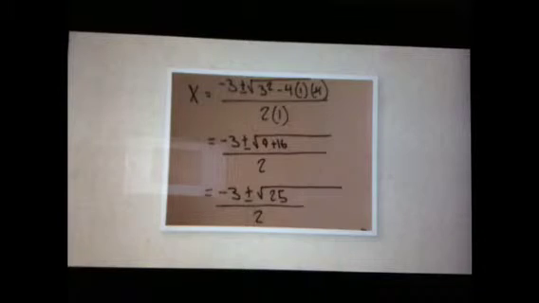So first, 3 squared is equal to 9, and negative 4 times 1 is negative 4, times negative 4 is 16, positive 16. So then we can simplify it to negative 3 plus or minus the square root of 9 plus 16, divided by 2, because 2 times 1 is equal to positive 2. From there, negative 3 plus or minus the square root of 25, because 9 plus 16 is equal to positive 25, divided by 2.